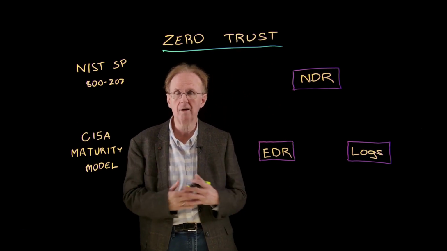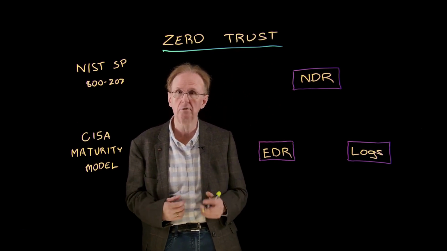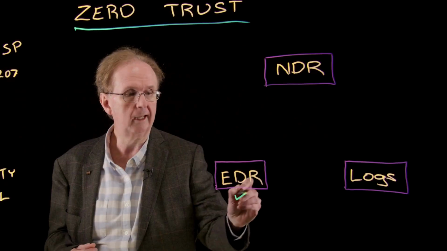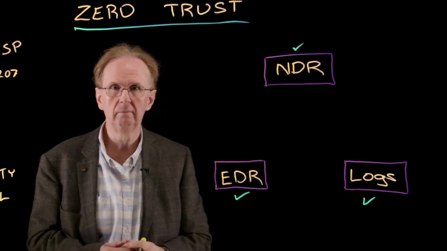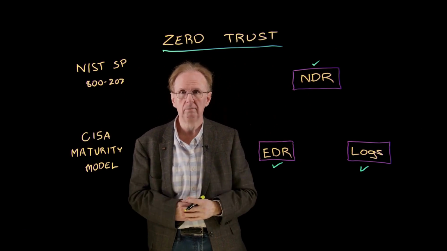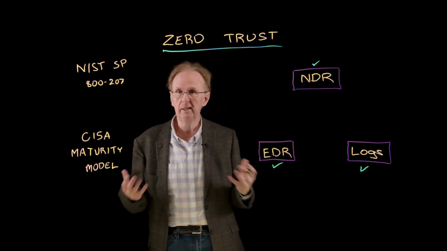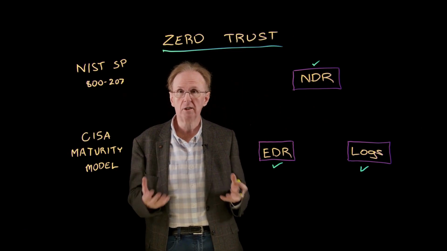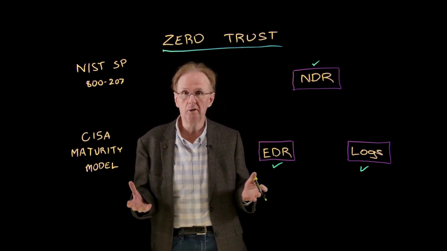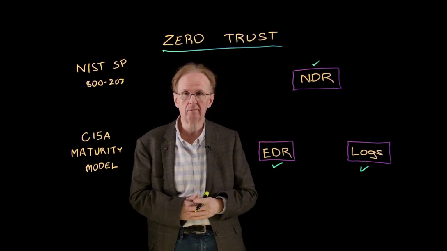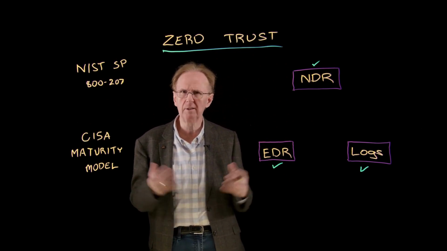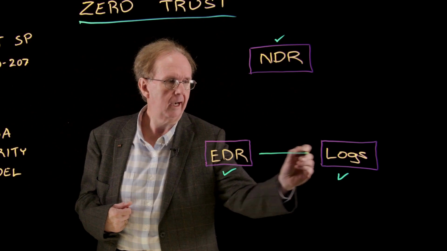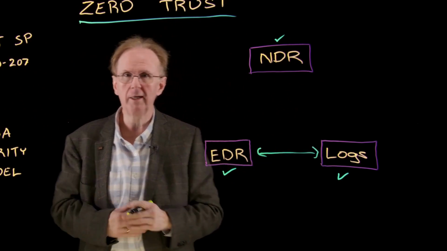Now, there are three primary mechanisms people are looking at to do Zero Trust: EDR, logging or SIEM, or NDR. Which should you do? Well, let's look at EDR. EDR is a great technology. You can actually run agents on your endpoints and detect threats. Logging is supported by most environments. So is logging and EDR the right way to go?